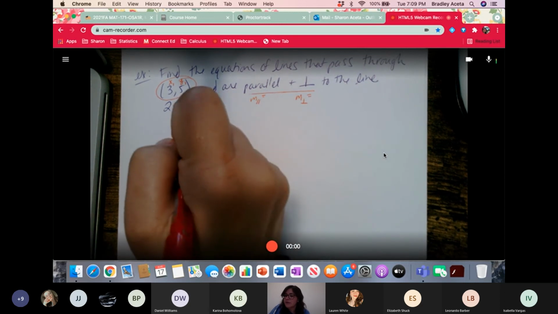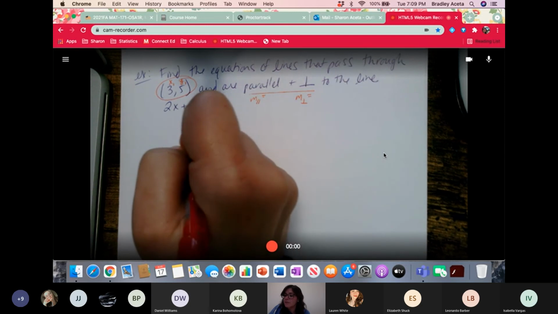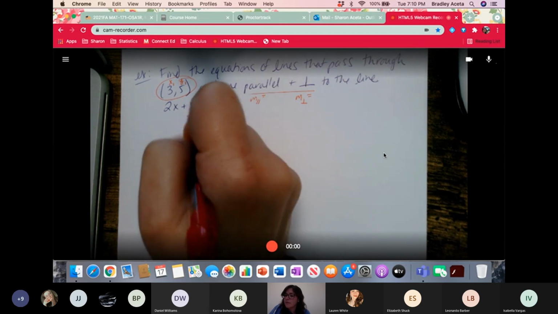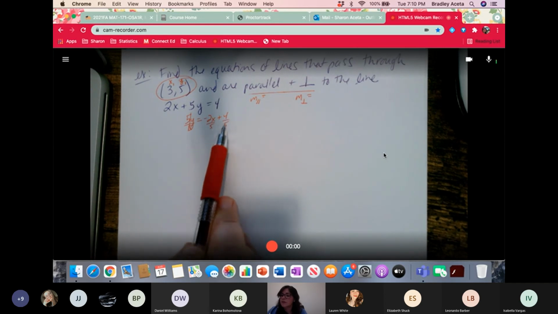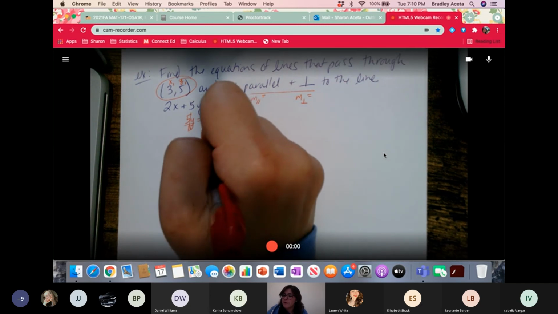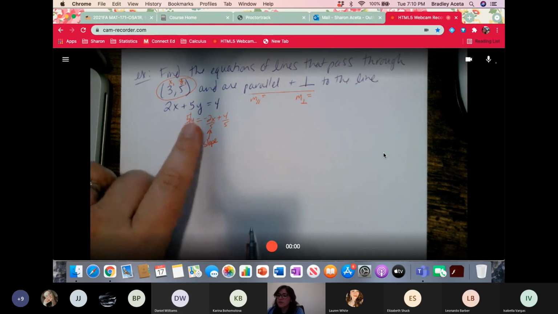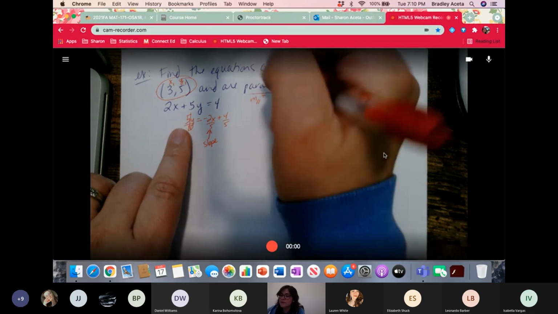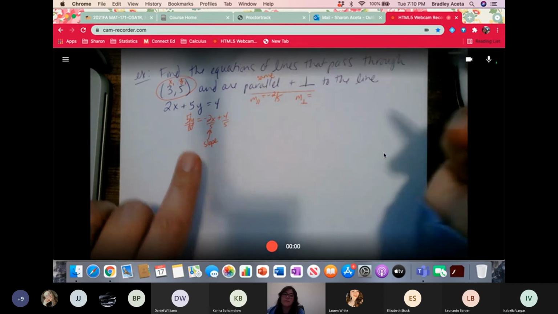So if I solve this for y, 5y equals negative 2x plus 4, and divide by 5. Which one of these numbers, negative 2/5 x plus 4/5, which one of those numbers, negative 2/5 or 4/5, is your slope? Well, that one next to the x is your slope. So if I want to write a parallel equation, I'm going to use the same slope. The same slope to this line is negative 2/5.